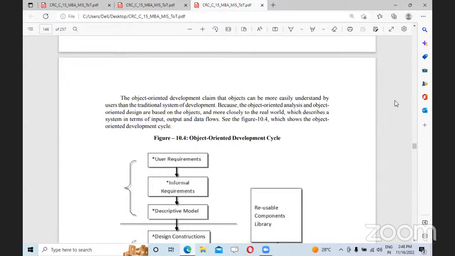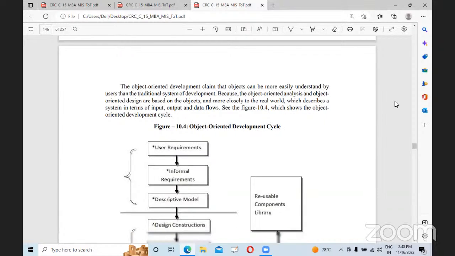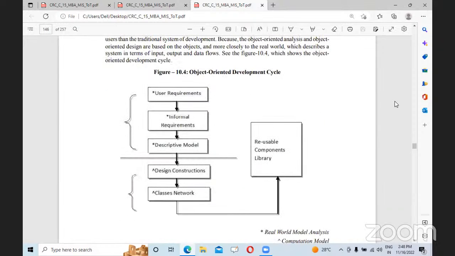Object-oriented development claims that objects can be more easily understood by users than the traditional system of development, because object-oriented analysis and object-oriented design are based on objects and are closer to the real world, whereas the traditional approach describes a system in terms of input, output, and data flows. Means it's a continuous flow-oriented diagram with respect to the object-oriented development cycle.